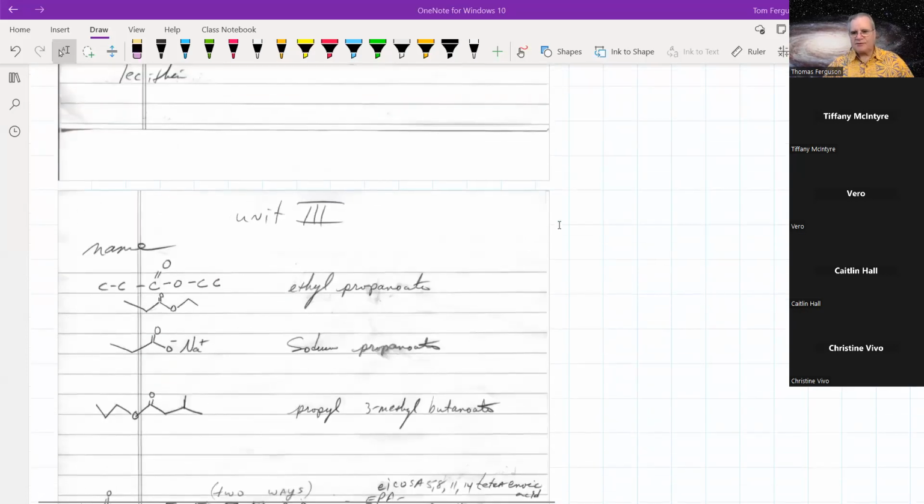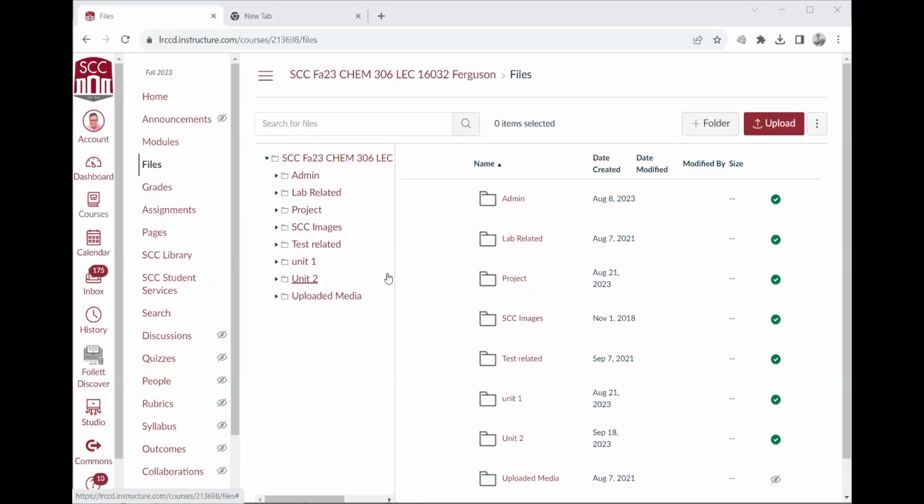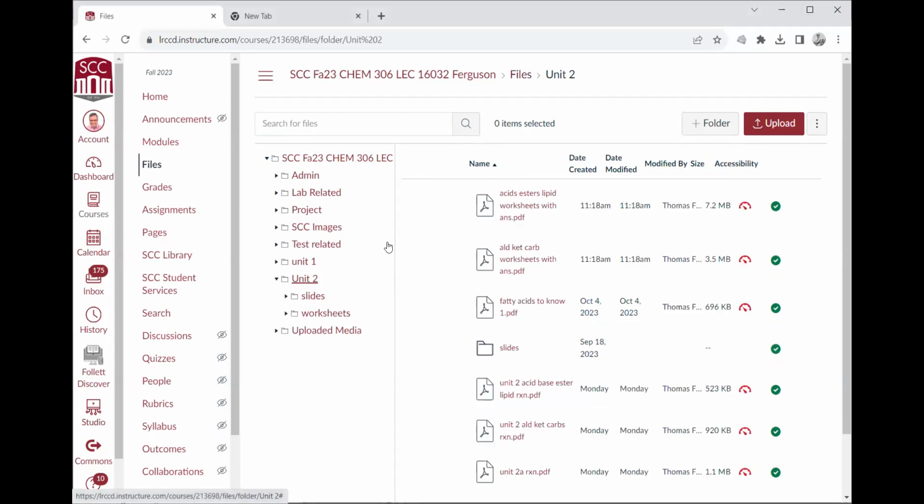Okay, so this is the worksheet I'm going to go over. There are two worksheets. In fact, let me just show you. These are the two I'm going to talk about, and they're pretty extensive. There's quite a few practice questions on there as well.